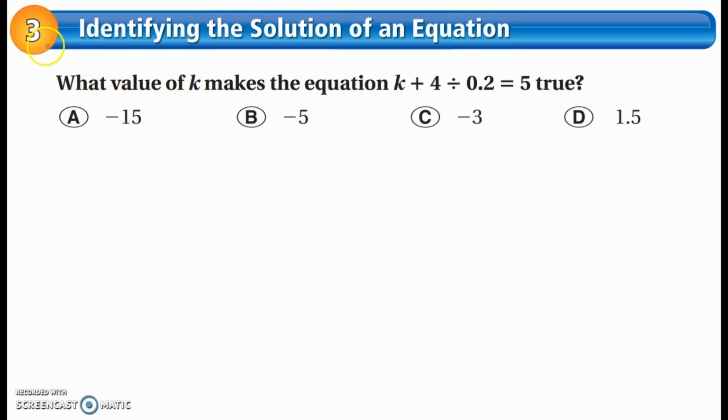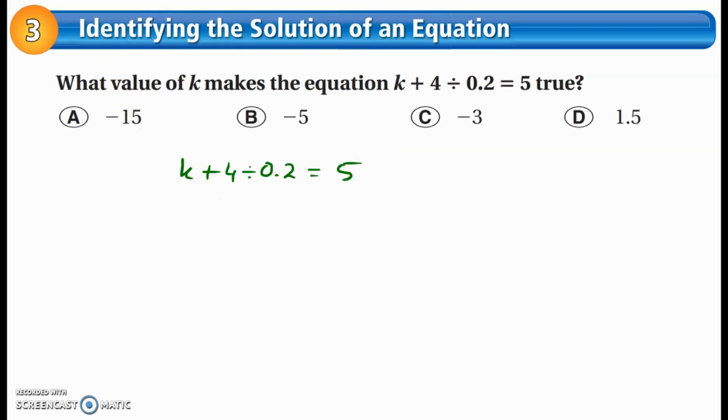All right, let's look at example 3. We want to identify what value of k makes the equation true. Okay, here we have a few suggestions, but we can just go ahead and solve it and then pick the right answer. So k plus 4 divided by 0.2 is equal to 5.